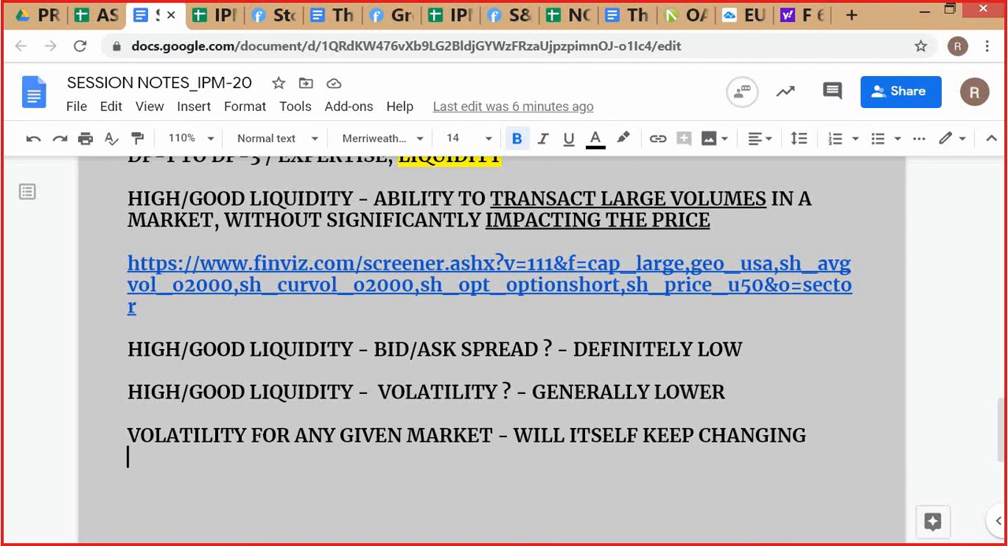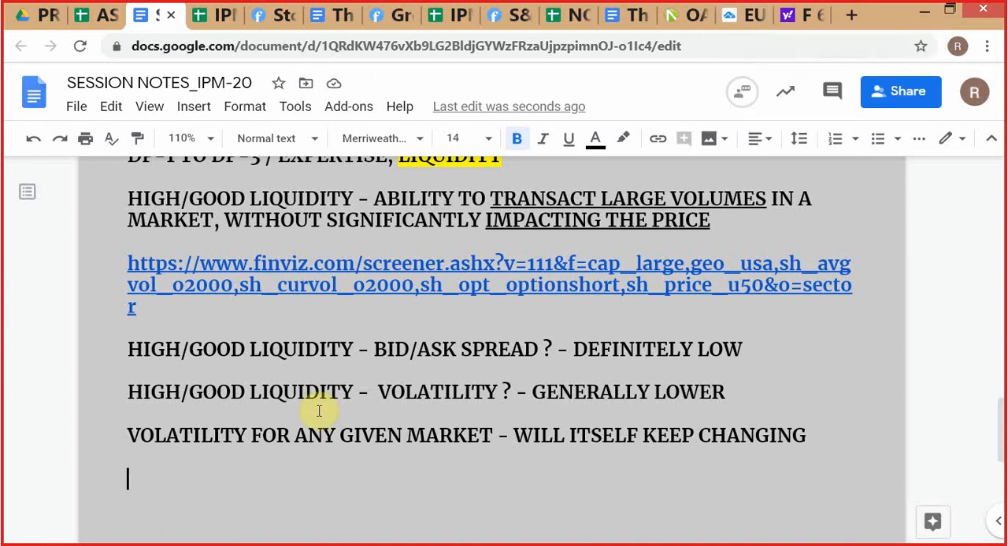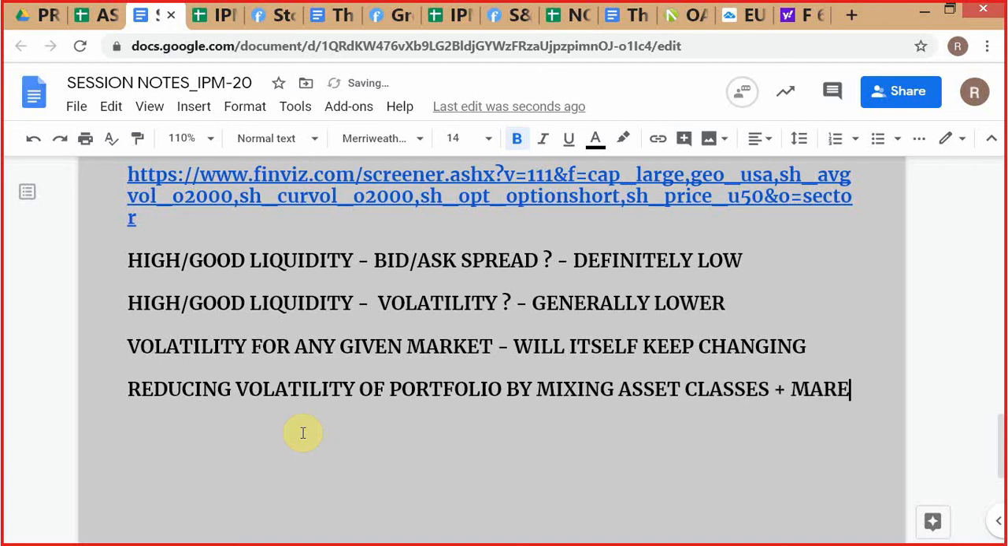Sir, I want to add a few points regarding volatility. I want to know if I am right or wrong. Isn't the volatility dependent upon, like you said, the type of commodity we are investing in? We can even spread the volatility of our own portfolio by mixing the commodities. Essentially, what you're talking about is diversification, reducing the overall volatility by diversifying our commodities. And by mixing asset classes and markets. Yes, sir.